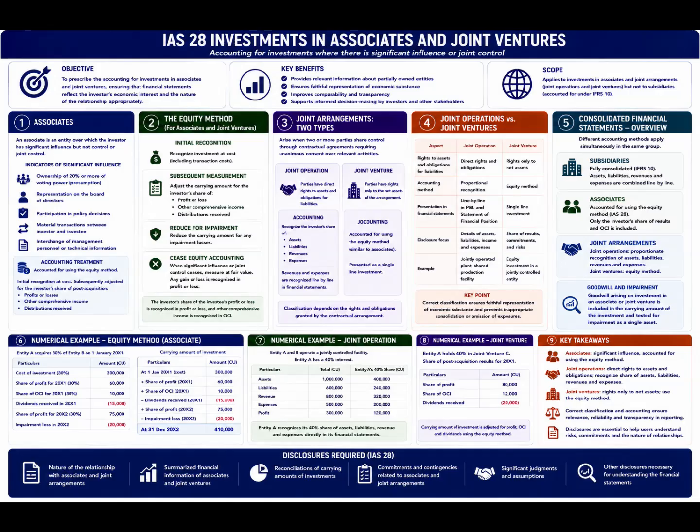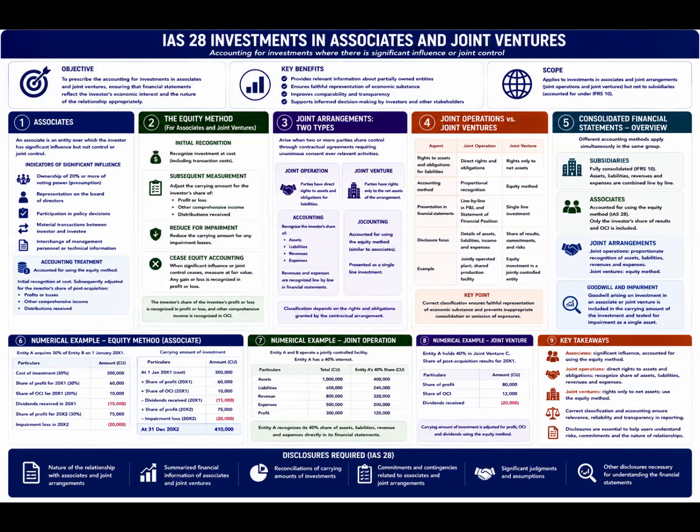Investments in associates are accounted for using the equity method, under which the investment is initially recognized at cost and subsequently adjusted for the investor's share of post-acquisition profits, losses, and other comprehensive income. This method reflects the investor's economic interest in the associate's net assets and performance without fully consolidating the associate's assets and liabilities into group financial statements.